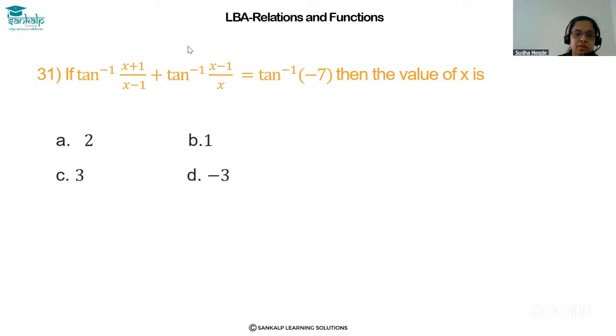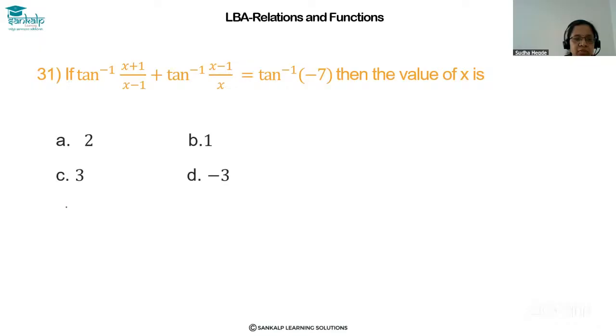Hi students, the question is if tan inverse of (x plus 1) divided by (x minus 1) plus tan inverse of (x minus 1) divided by x is equal to tan inverse of minus 7, then we have to find the x value. So what is given? And options are option A is 2, option B 1, option C 3, option D minus 3.